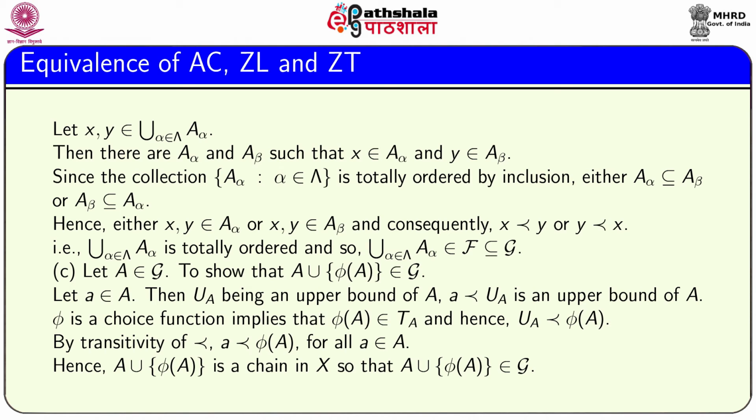Let us take a point A from capital A, then U A being an upper bound of capital A precedes U A. Phi is a choice function implies that phi of A is inside T A, and hence U A precedes phi A. By transitivity of this relation of precedence, A precedes phi A for all A belonging to capital A. Hence, A union the set containing phi A is a chain in capital X, so that A union the set containing phi A is inside G.